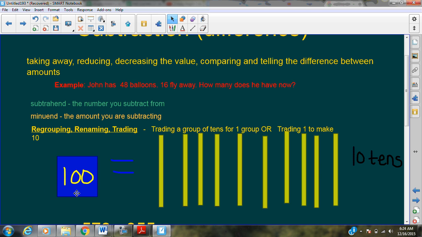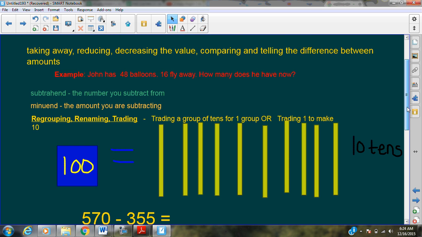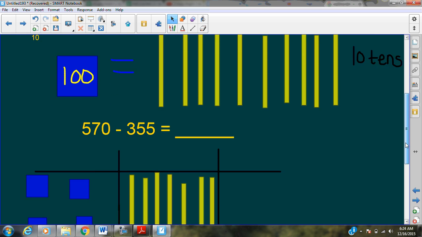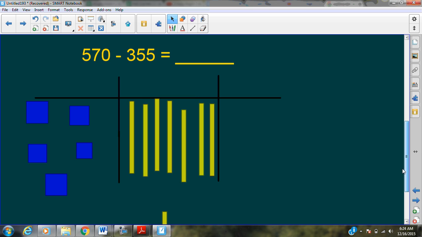An example would be if I had a 100 base 10 block, which is a flat, and I traded it for 10 tens. A 100 block is the same as 10 tens. So you can see those words over here. And if you count it by tens, 10, 20, 30, 40, 50, 60, 70, 80, 90, 100, you can see it's worth 100. Those are called rods in base 10 blocks. So we're going to use those rods to help us today.